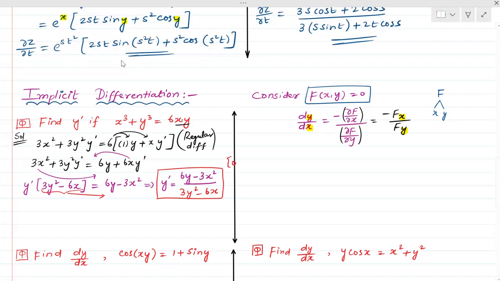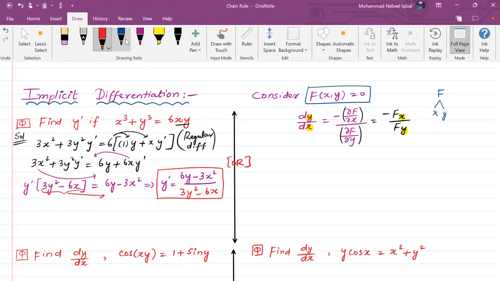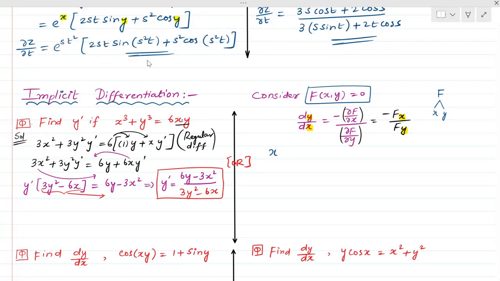So let us check. I write it here. What is the function? x power 3 plus y power 3, move it here, minus 6xy equals 0, as per this rule. Now this is f. Now I write fx. What is fx? 3x square minus 6y. What is fy? Partial derivative with respect to y. The first term is 0. The second term is 3y square minus 6x.